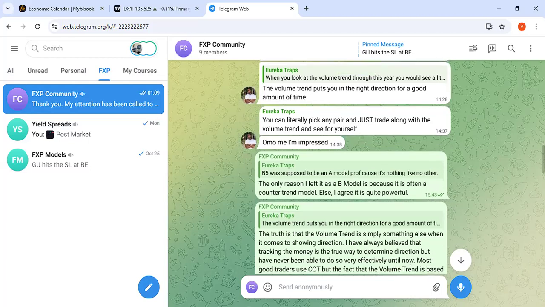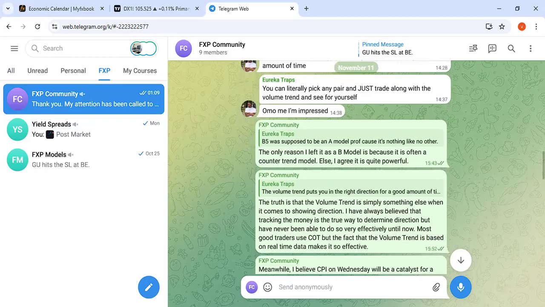I said, I am impressed. So I replied that the only reason I left it as a B model is because it's often a counter-trend model.